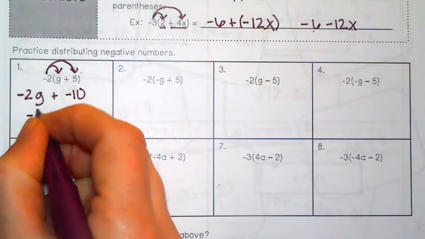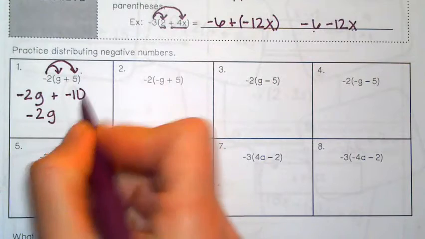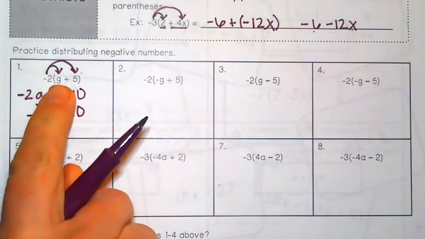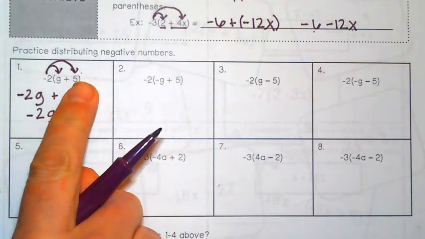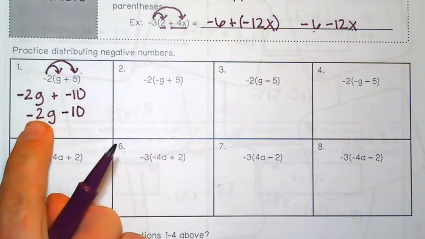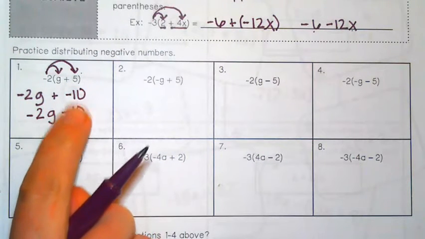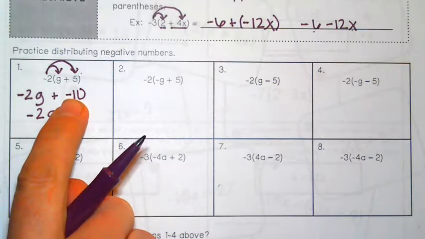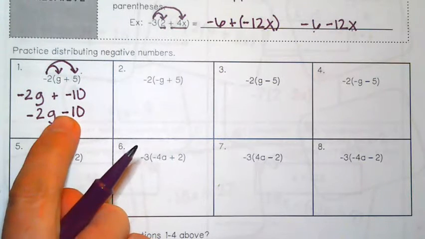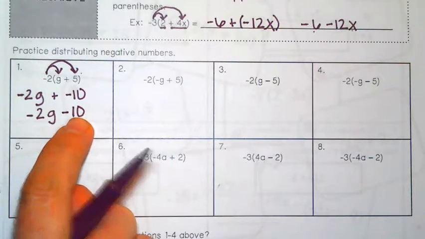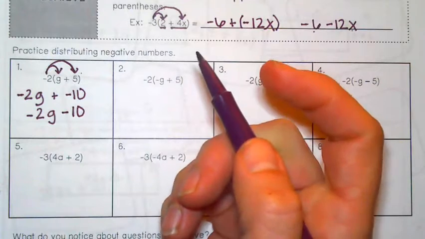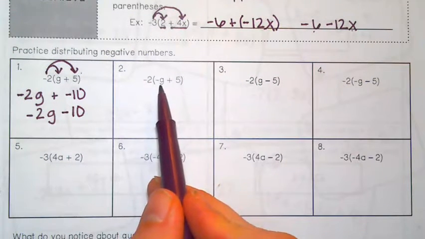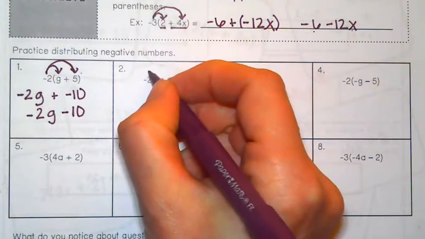So negative 2g minus 10. So I had positive inside the parentheses. Now I have negative, right? Because we can treat this as a negative because the symbol always follows the number after it. Okay, this one's a little bit different. Now I've got a negative inside the parentheses. Let's see what happens.